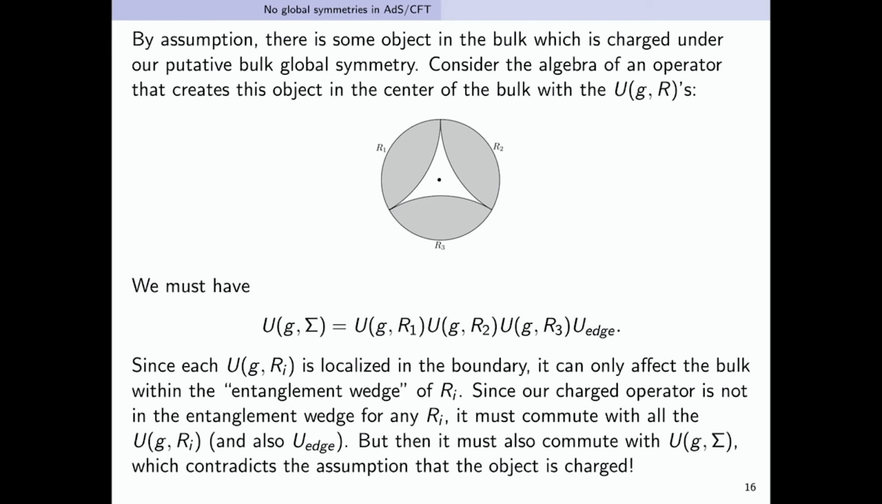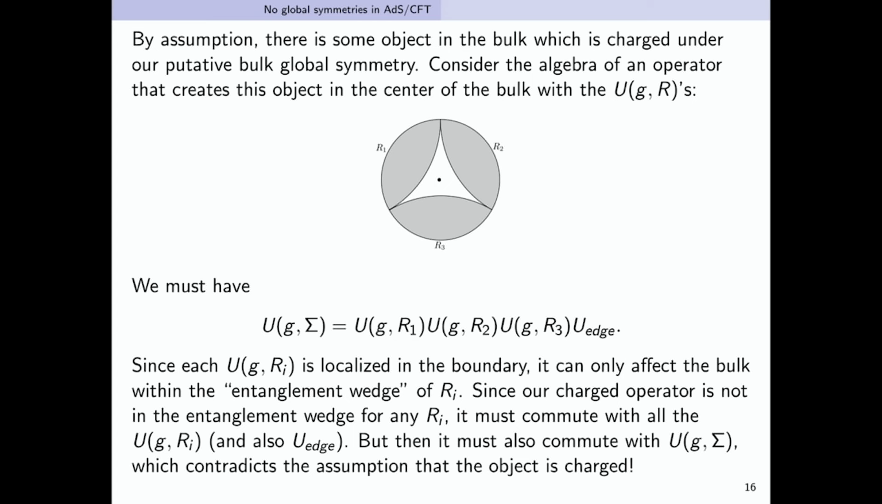Since U of G, R sub I is localized on the boundary, it can only affect the bulk within the entanglement wedge of R sub I. An operator that is supported in this region cannot affect what's going on in the entanglement wedge of its complement over here, and that in particular includes this point. And since our charged operator is not in any of the entanglement wedges, it has to commute with all the U of G sub R's, and also U edge, because the support of U edge is measure 0.